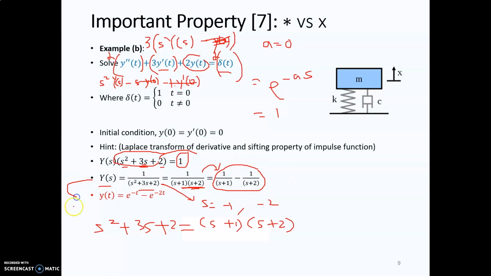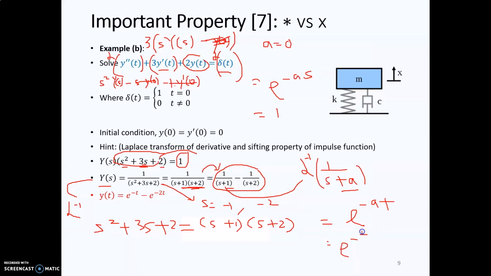Then we have to take the inverse Laplace transform to obtain y(t). So the inverse Laplace transform of 1 over s plus 1. In general, for 1 over s plus a, if you take the inverse Laplace transform, you should obtain exponential negative at. Since your a is equal to 1, you obtain exponential negative t for the first part. Then negative 1 over s plus 2, where your a is equal to 2 here, so you need to subtract exponential negative 2t. So this is your answer for y(t).